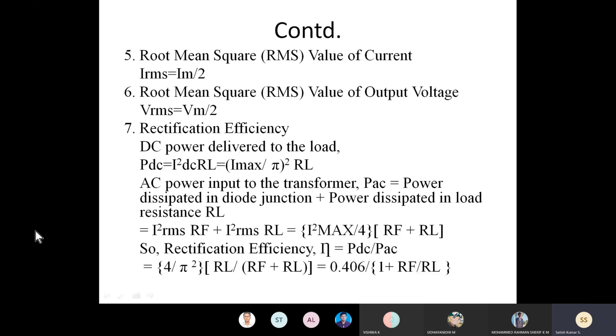சார் ஓம்ஸ் லா பத்தி யாருக்கா தெரியுமா? Any one of you know about Ohm's law? Yes, sir. Ohm's law சொல்லுங்க மேம். Will you please give the mathematical expression for Ohm's law? E is equal to IR. Ohm's law. Correct. சொல்லுங்க சார். V is equal to IR.